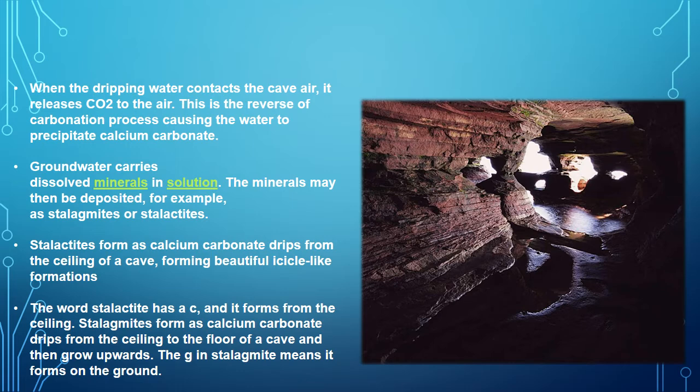When water comes into contact with the cave air, it releases a lot of carbon dioxide, and because of calcium carbonate there is the formation of stalagmites, stalactites, and pillars. So the stalactites form from calcium carbonate dripping at the ceiling, while the stalagmites form from calcium carbonate at the ground level. This is how you can tell the difference between both of them.